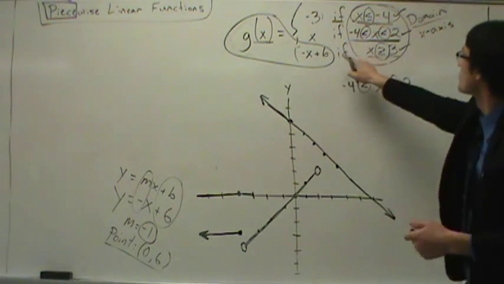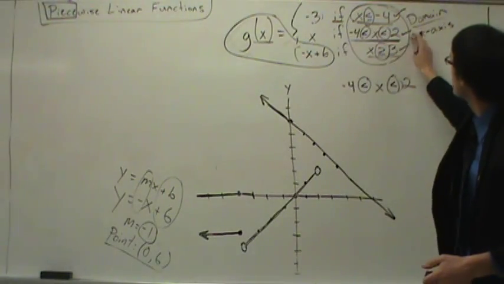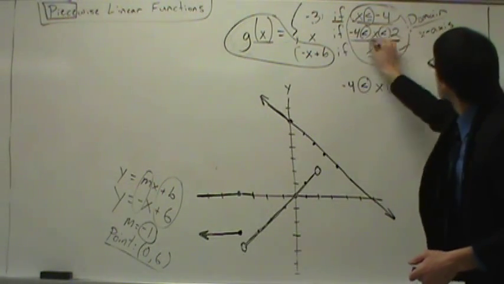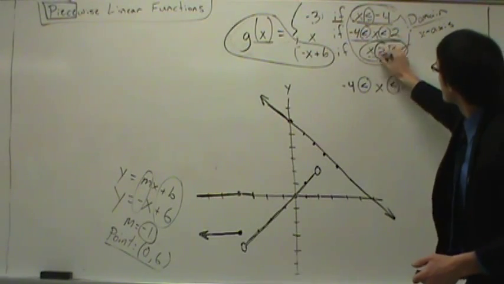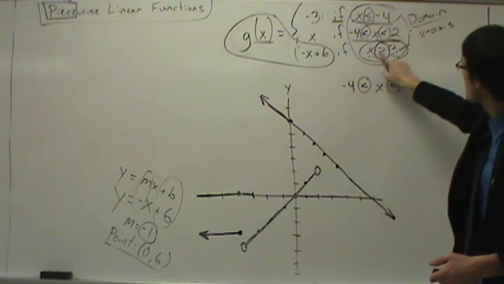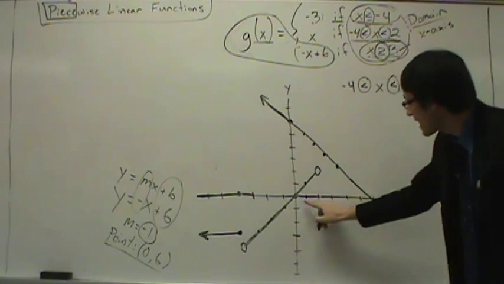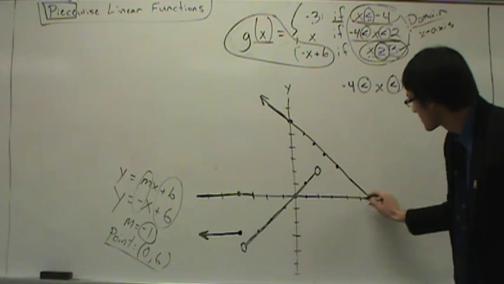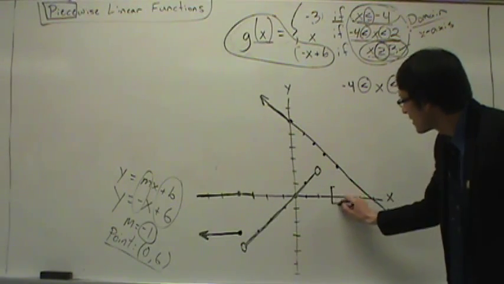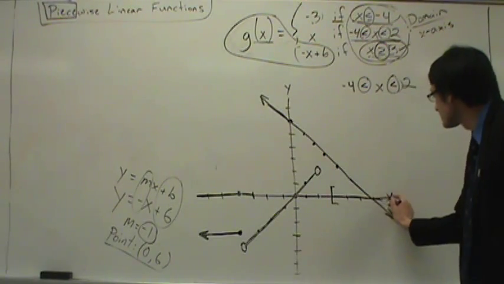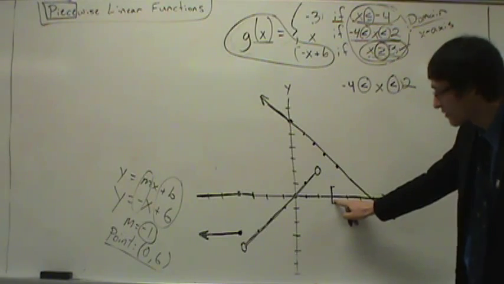Now, looking over at our domain for y equals -x plus 6, the domain is x is greater than or equal to 3. Remembering greater than or equal to means closed, and we're starting at 3, and we're to the right. Start at 3 on the x-axis, and we're going to put a bracket indicating to the right. So to the right of 3, including 3.